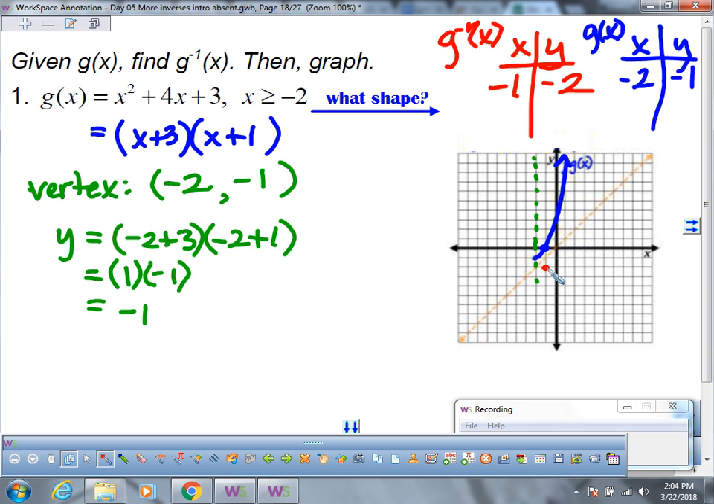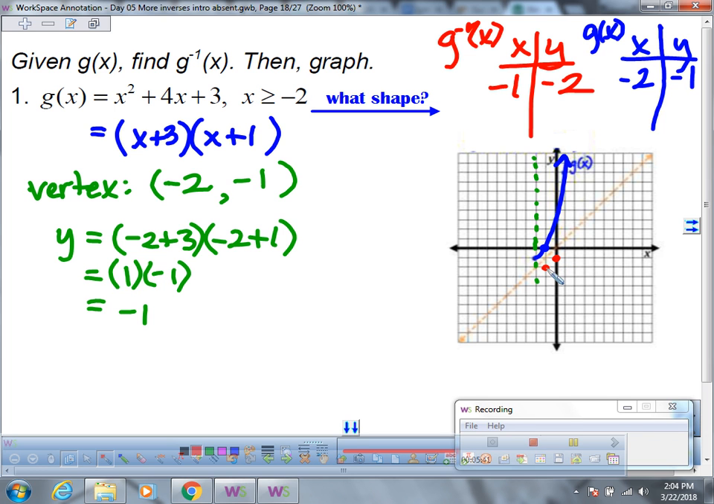Once I have the vertex, I can graph it, because I know that a square root function has the same magic numbers as a square function, only switched. So we're going to go over 1, and the square root of 1 is 1. What's my next magic number? What's my next square?